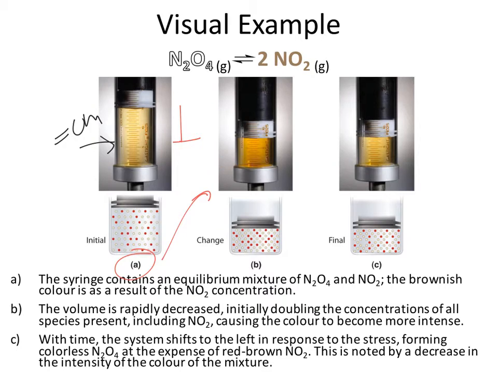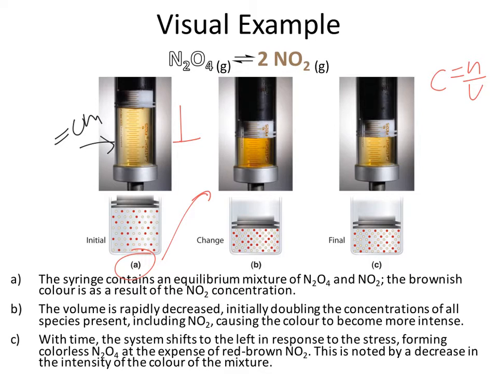Now, the reason that the color has changed is because we've rapidly decreased the volume, meaning that we've increased the concentrations of both. Remember, going back to C is equal to n over V, when we look at our concentration, our moles have stayed the same, but our volume has decreased. So effectively, what we've done is we've increased the concentration of each gas there. And that also means that we've increased the pressure of each gas. We've increased the partial pressure of each gas there.